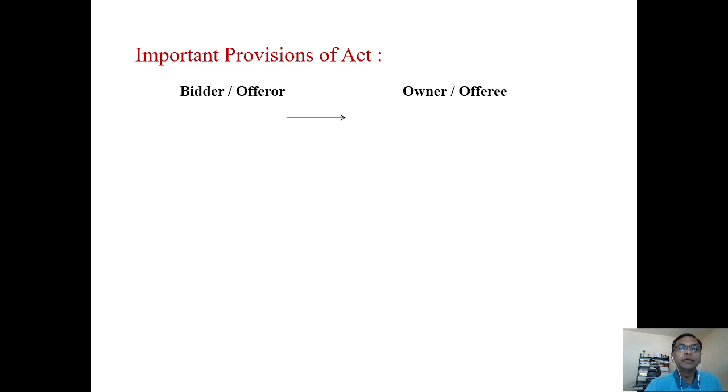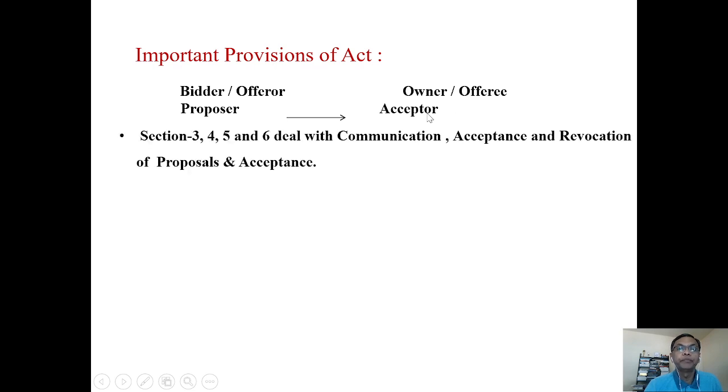Now we will study the important provisions of the Contract Act next. When a bidder submits his offer, he is also called the proposer, submitting an offer to the owner, who is called the offeree, as an acceptor. Sections 3, 4, 5 and 6 deal with communication, how the acceptance and communication should be made. Also, they specify revocation. So, communication of acceptance and communication of revocation is also stipulated by the Act.